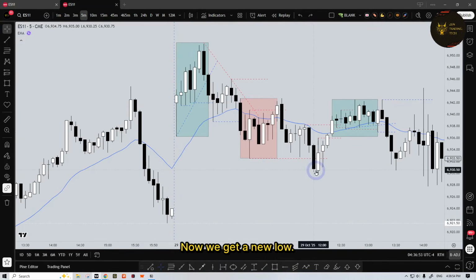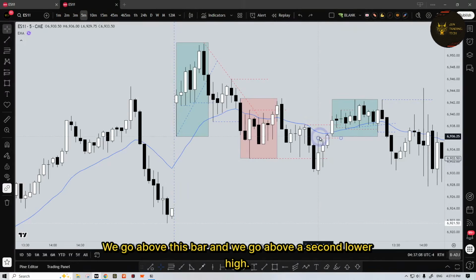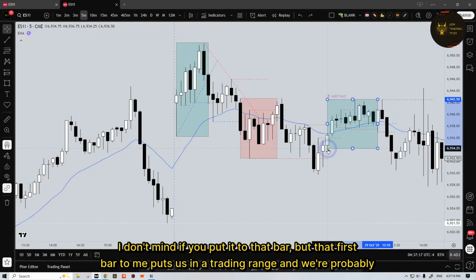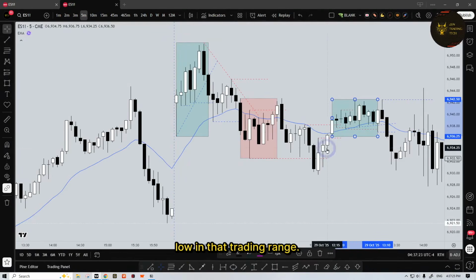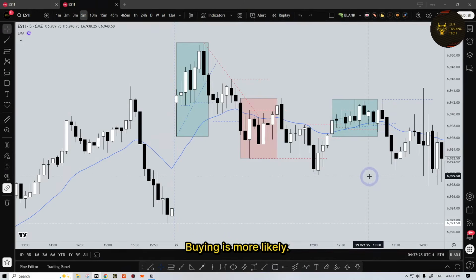Now we get a new low, lower high. Can we get a new low? No, we don't. We start going up. We go above this bar and we go above a second lower high. I don't mind if you put it to that bar, but that first bar to me puts us in a trading range and we're probably low in that trading range. But once you have that bar, now you're in a bull trend. Buying is more likely. So in that first example, we had a bull breakout above yesterday's high that eventually failed, but it provided a variety of opportunities to get short using this process. Let's take a look at another example with a trading range open with an expanding triangle.